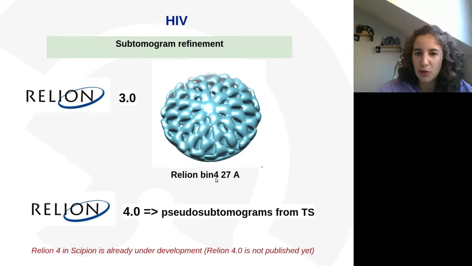But if you do the same workflow with bin 2 or bin 1 and using more tomograms and more particles, you should achieve better resolution.